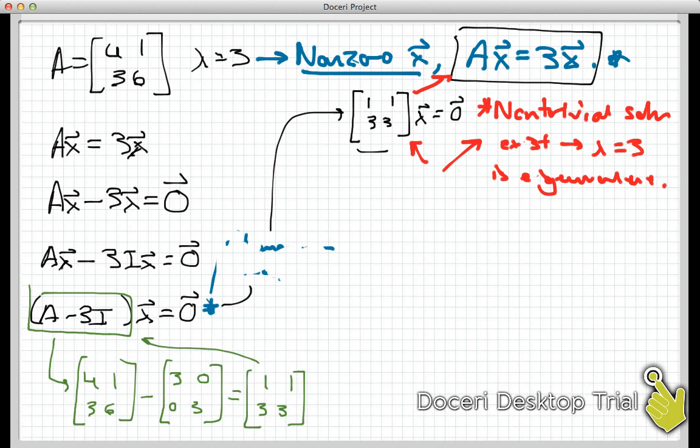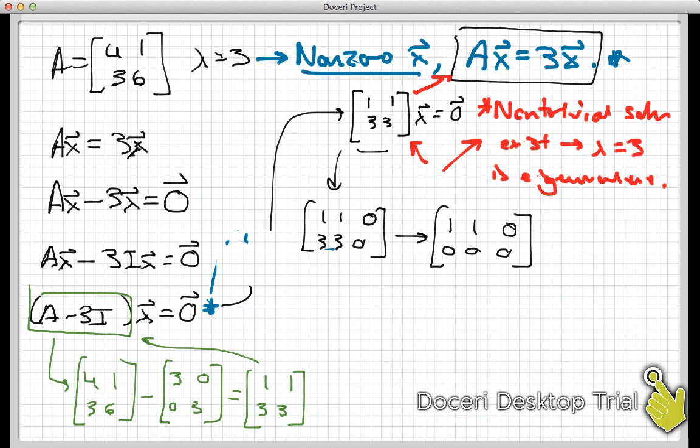Let me just erase some of the stuff here to make room. So let's get the general solution. This shouldn't be too bad. I'll write it in an augmented matrix form, 1 1 0, 3 3 0. If I reduce this to row reduced echelon form, I have 1 1 0, 0 0 0. That free variable tells me I've got a solution, which I already knew, and so x2 is free, and it looks like x1 is equal to negative x2. Okay, so one potential eigenvector that corresponds to lambda equals 3 would be, for example, 1, minus 1. Okay, or anything that's parallel to that.